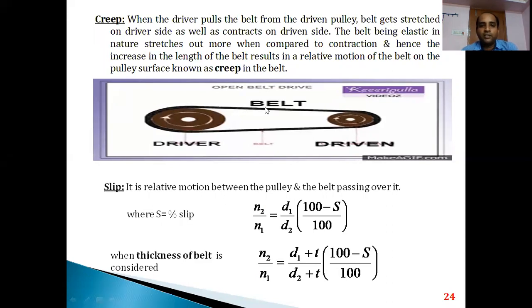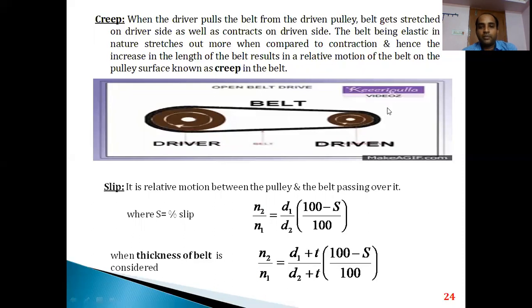When the driver pulley pulls the belt from the driven pulley, what happens to the belt? As it is pulling this belt, there are chances that the belt gets stretched on which side? The driver's side. When the belt is stretching on the driver's side, correspondingly on the driven side, some part of the belt has to contract. But I have told you already that the belt is elastic in nature. So it stretches out, and the stretching is more when compared to the contraction. Therefore, there is an increase in the length of the belt, which is responsible for developing the relative motion.